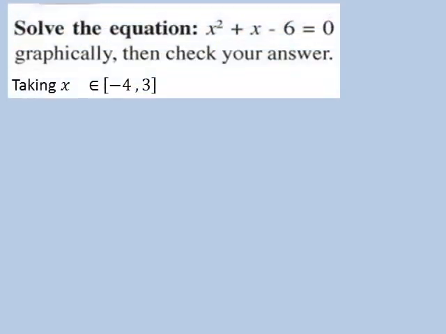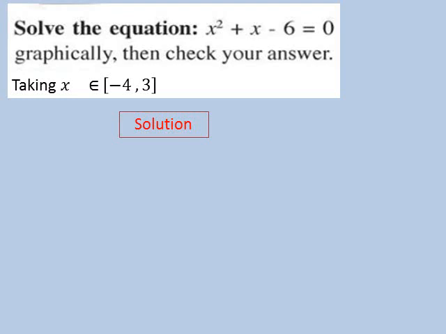Now, with another example, solve the equation x² + x - 6 = 0 graphically. Then check your answer, taking x belongs to the interval [-4, 3]. We will establish the table by using the calculator. We press mode, then 7, and write the function x² + x - 6. Then press equal.